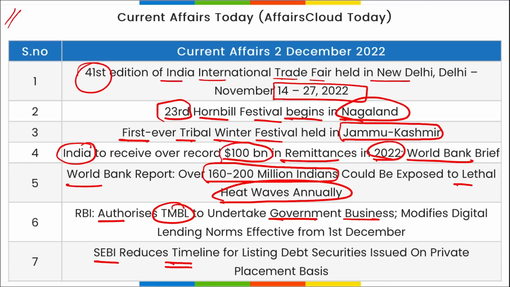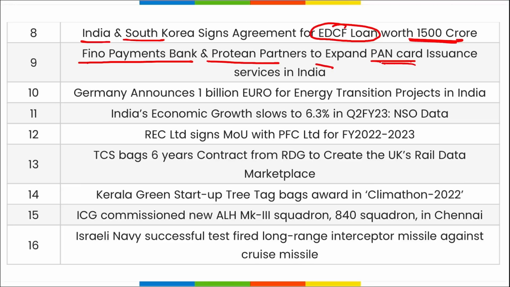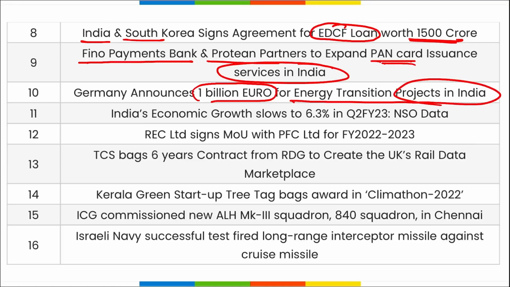SEBI reduces the timeline for listing debt securities issued on private placement basis. Then India and South Korea have signed an agreement for EDFC loan worth 1500 crore rupees. Fino Payment Bank and Protean have partnered to expand PAN card issuance services across India. Germany has announced a $1 billion loan for energy transition projects in India, or they have granted this amount of money for various energy transition projects in India. India's economic growth slows to 6.3% in the second quarter as per NSO data.